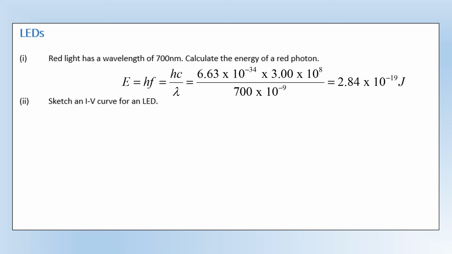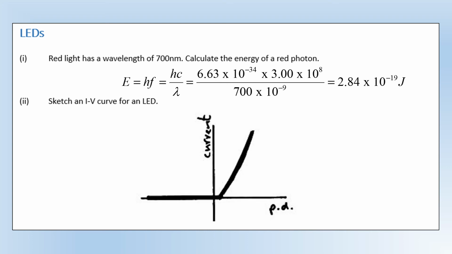And we're now going to link that into the behavior of an LED. So the I-V graph of an LED looks something like this. For all the negative potential differences and also small positive ones, we get no current, and then we get a sudden increase in the current that is produced. So let's try and explain why you have to have a certain PD before you get a current.